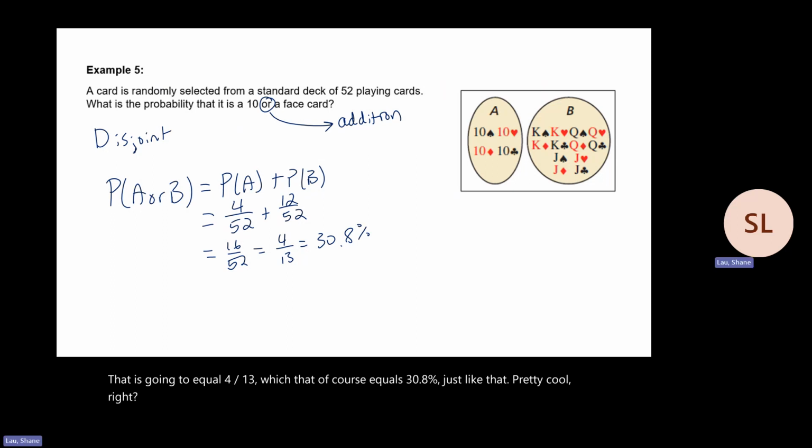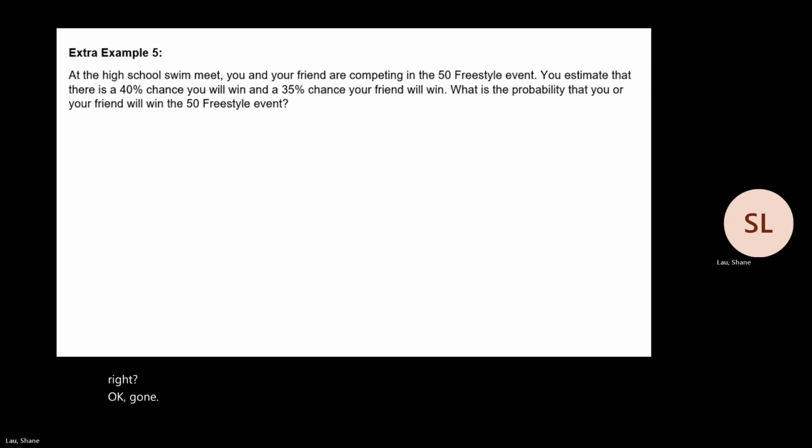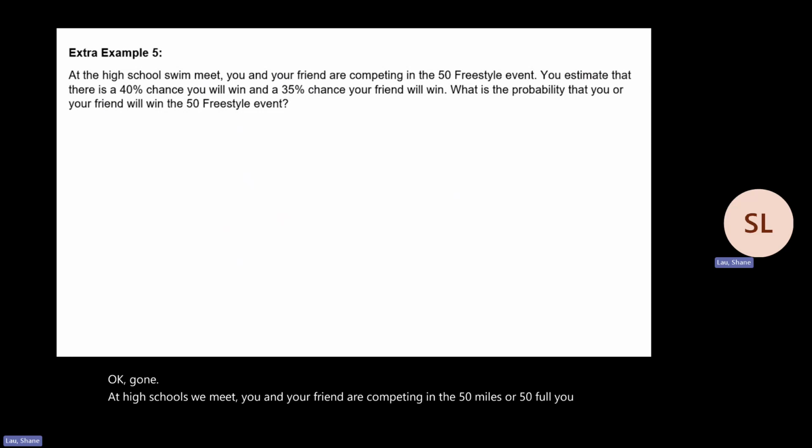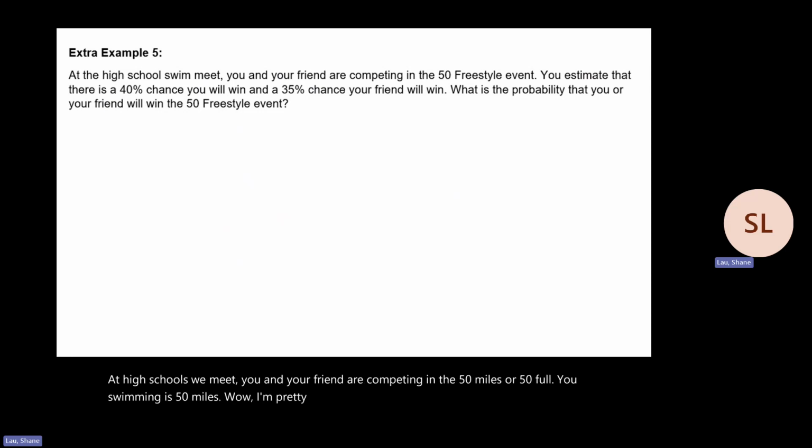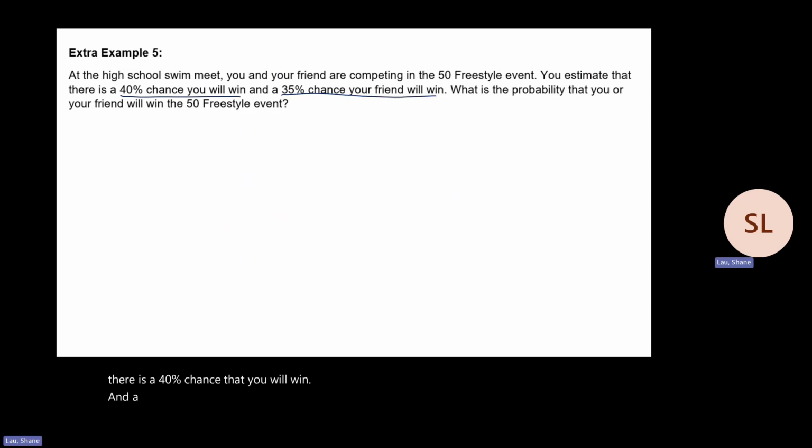We'll keep going. At a high school swim meet, you and your friend are competing in the 50 full swim meet is 50 miles. Wow. I'm pretty sure it's supposed to say 50-meter freestyle event. You estimate that there is a 40% chance that you will win and a 35% chance your friend will win. What is the probability that you or your friend will win the 50-meter freestyle event?